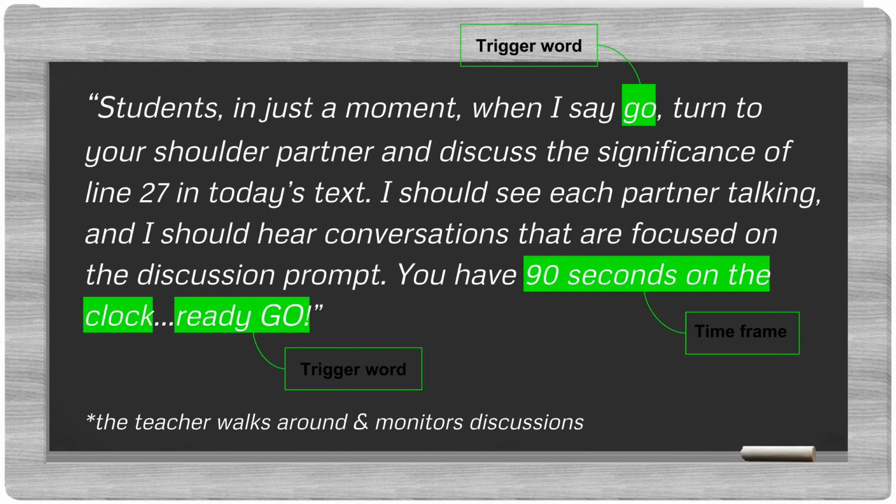Did you notice how we included the trigger word go? Trigger words help students process the entire directions and keep them from starting early and missing a piece of information. We also established a time frame of 90 seconds to complete the task. You'll need to have both a trigger word and a time frame in a set of instructions that you provide during your 10-minute mini lesson.